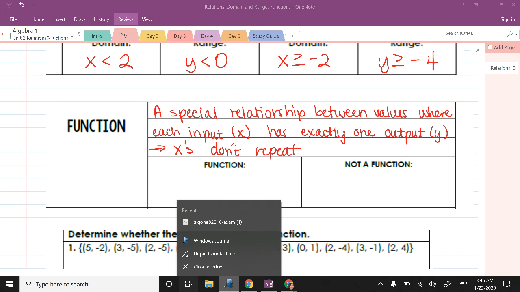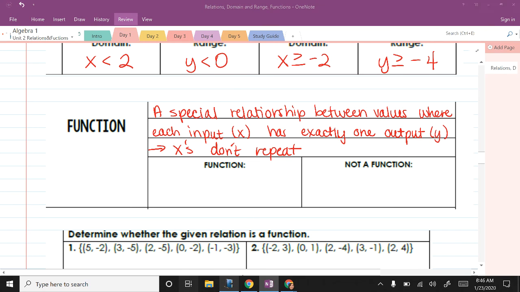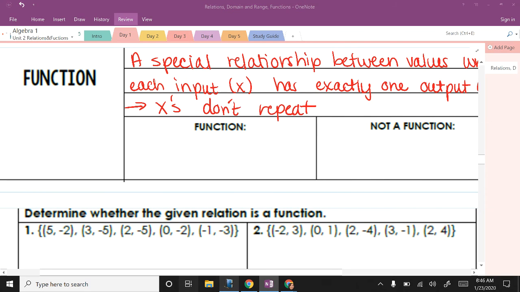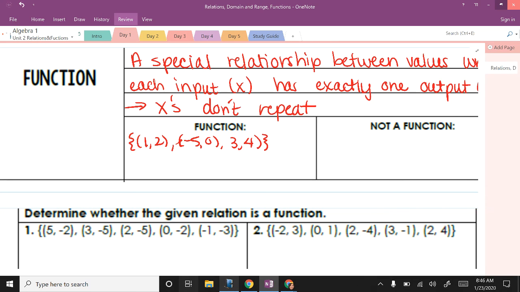So for example, if I have this relation right here, I'm zooming: (1, 2), (-5, 0), and (3, 4). That is a function because all of my x values are different. Y'all see that? If each x value is different, then you have a function.